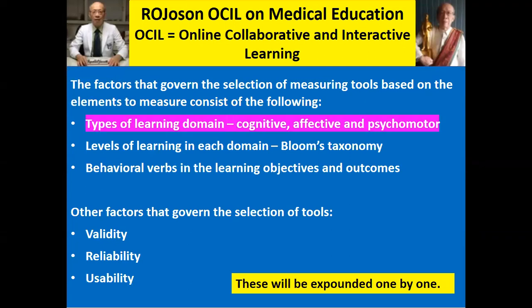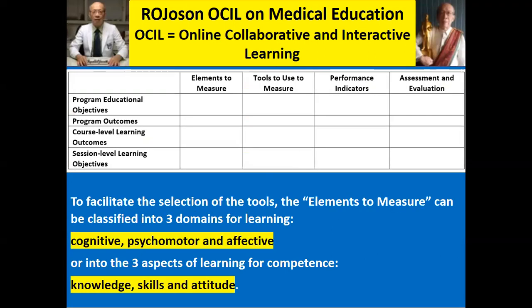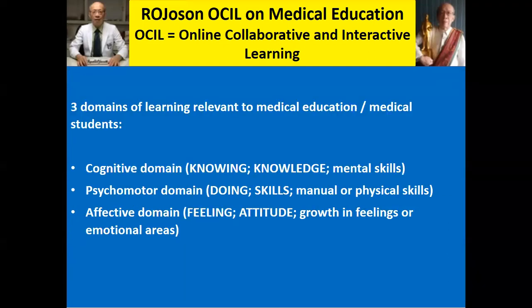Let's start with the types of learning domain: cognitive, affective, and psychomotor. To facilitate the selection of tools, the elements to measure can be classified into three domains of learning, namely cognitive, psychomotor, and affective, or into the three aspects of learning for competence, namely knowledge, skills, and attitude. So these are the three domains of learning relevant to medical education and medical students.